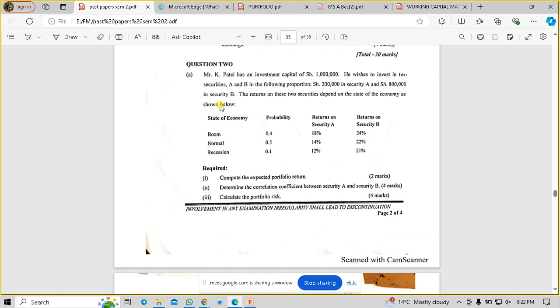So this is a question. MK Patel has an investment capital of 1 million. He wishes to invest in 2 securities. I think we can do this. Expected portfolio return, correlation coefficient, and portfolio risk. Maybe we can do part 1. Portfolio risk you cannot do without standard deviation.